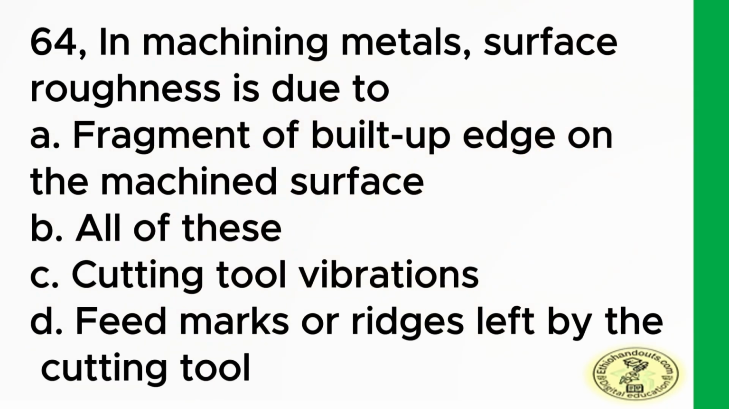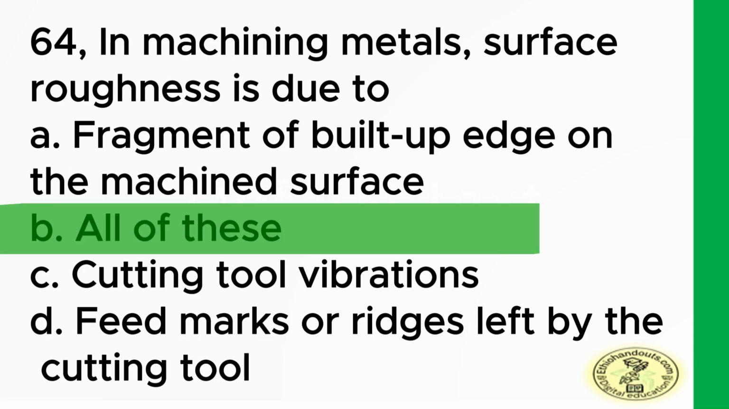64. In machining metals, surface roughness is due to A. fragments of built-up edge on the machined surface, B. all of these, C. cutting tool vibrations, D. feed marks or ridges left by the cutting tool. The correct answer is B.